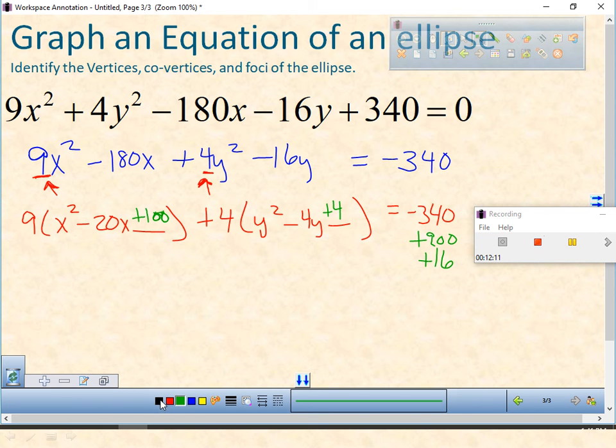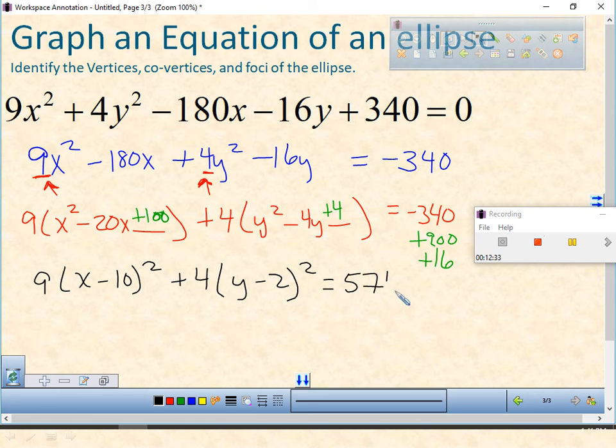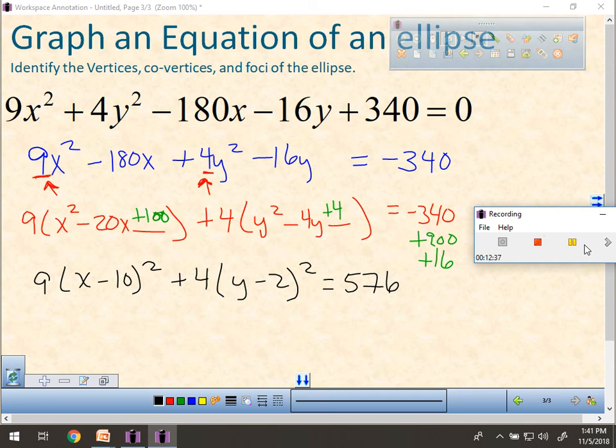Okay? All right, and so now, let's rewrite this. I'm going to have 9 times x minus 10 squared plus 4 times y minus 2 squared. And then what I'm going to do here is I'm just going to say negative 340 plus 900 plus 16, and that gives me 576. Okay, so 576. And now to finish it off, divide everything by 576.